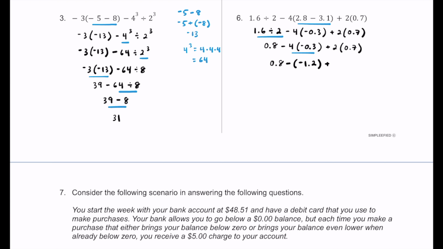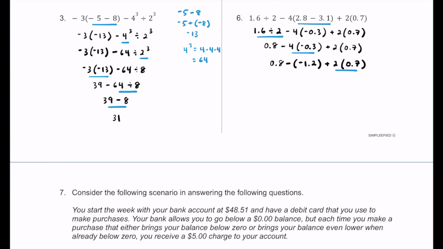And then we're going to go ahead and add 2 times this 0.7. We have one more multiplication problem to take care of here. That's 2 times this 0.7. Now, if 2 times 7 is 14, then 2 times 0.7 is going to be 1.4.